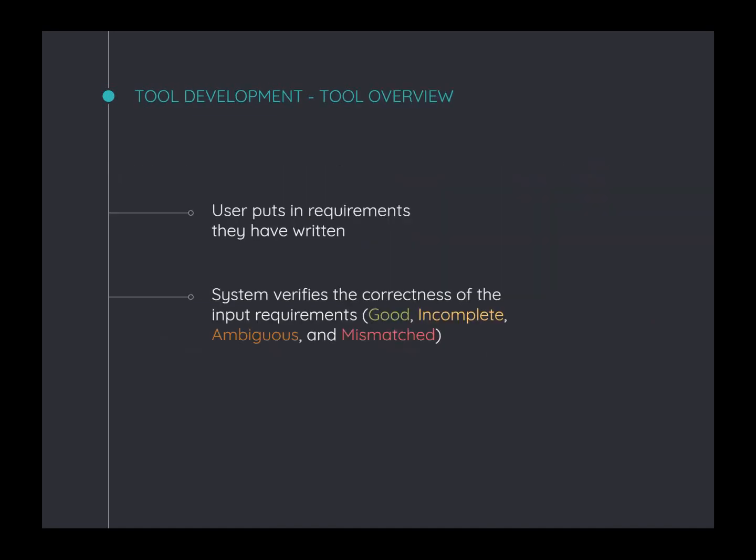For the second part, we came up with the basic requirements for our tool first. It will tell the users what completeness tag we give to each input requirement. Good means the input matches with our grammar perfectly. Incomplete means the input matches with one of the grammars but is missing some components. Ambiguous means the input matches with more than one grammar, and mismatched means the input doesn't match anything.